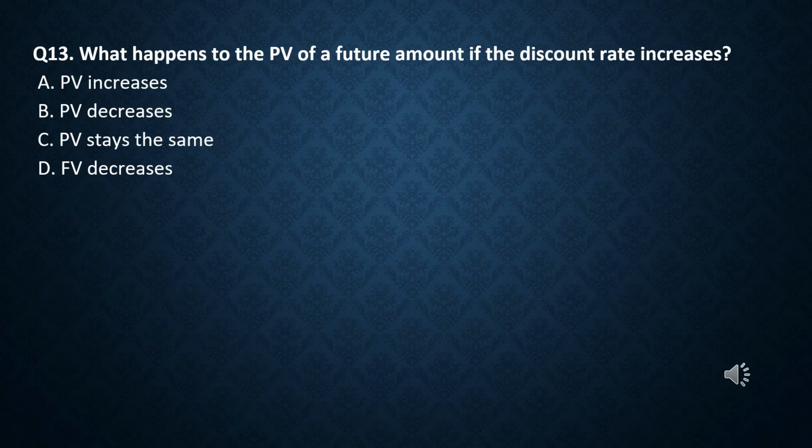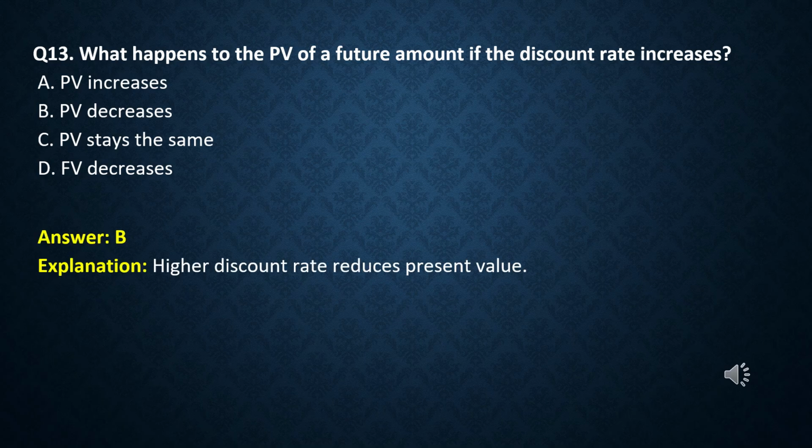What happens to the PV of a future amount if the discount rate increases? Option A, PV increases. Option B, decreases. Option C, stays the same. And option D, PV decreases. Correct answer is option B, present value decreases. Higher discount rate reduces the present value.